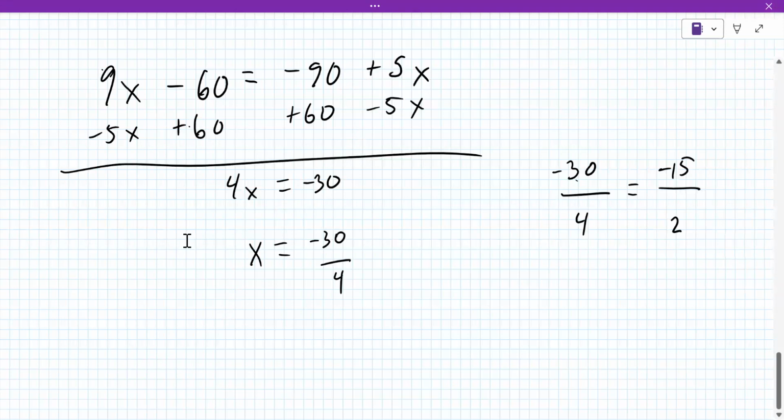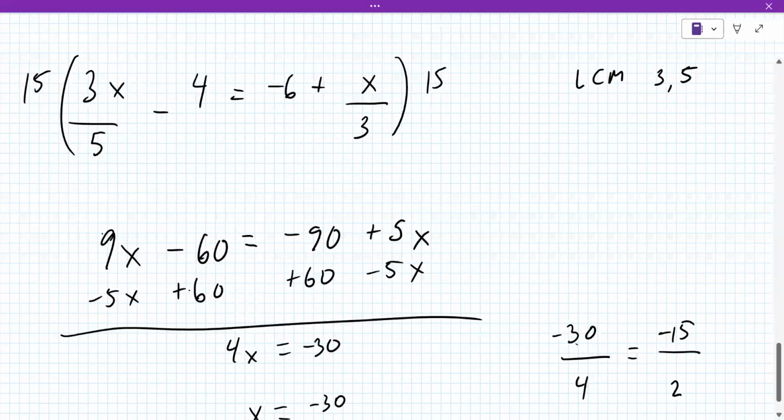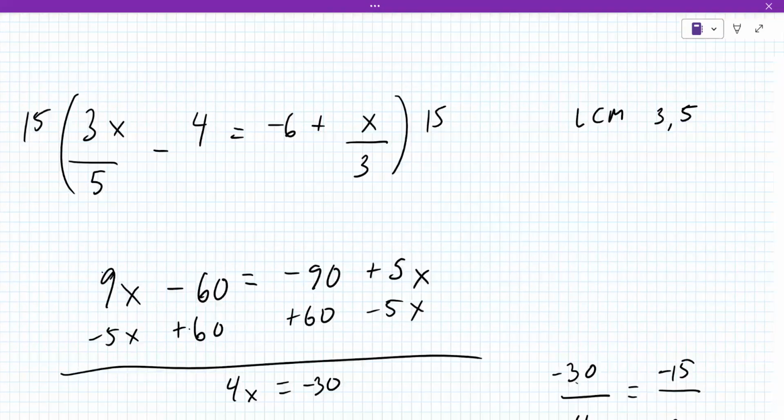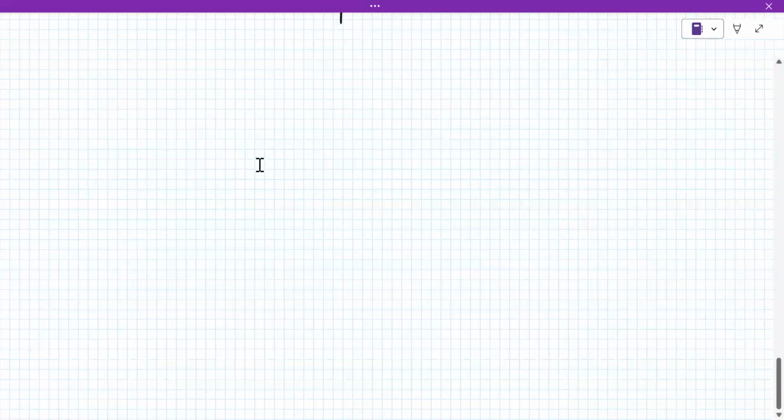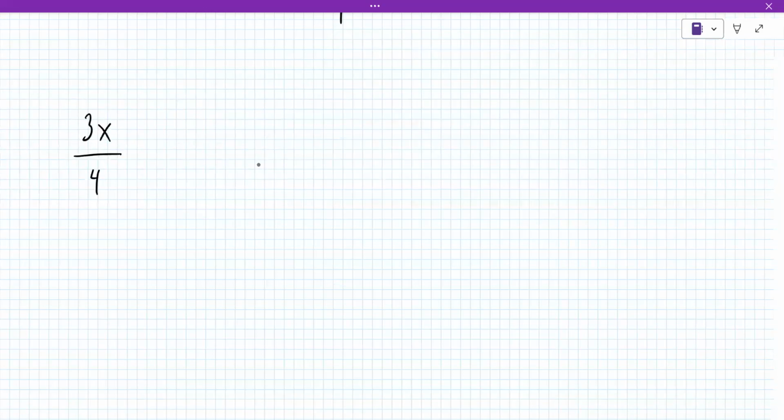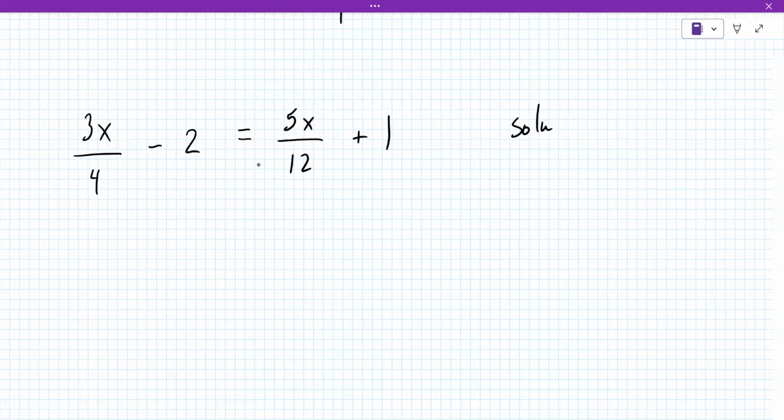Okay. Do you want us to do one more like this or move on to something else? One more like this, please. Okay. Let's go. 3x/4 minus 2 equals 6x... 5x/12 plus 1. Again, you're going to solve for x. Okay.